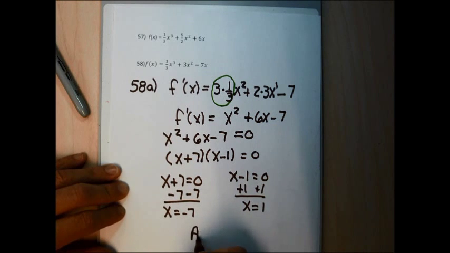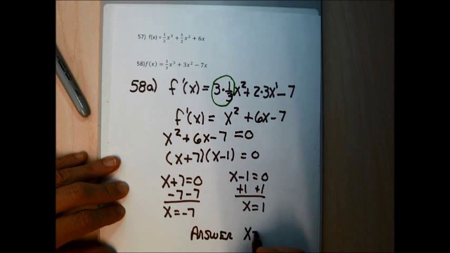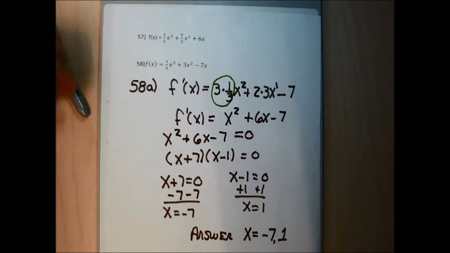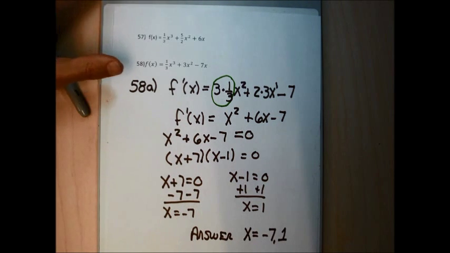So the answer to 58a is that there are two values of x where I'm going to have a tangent line that's horizontal, which means the graph probably has a hump and a dip, as my best guess. That's 58a.